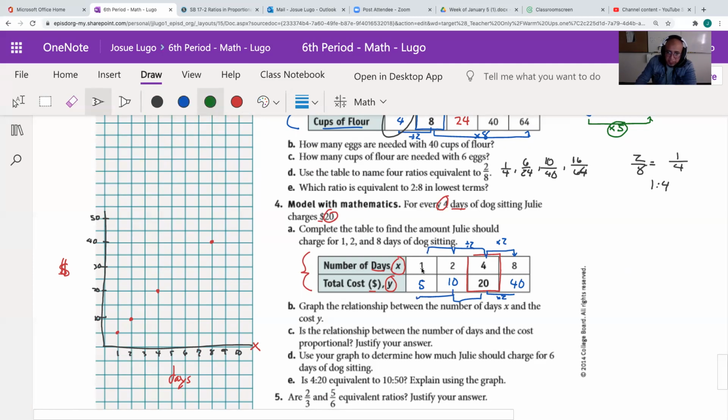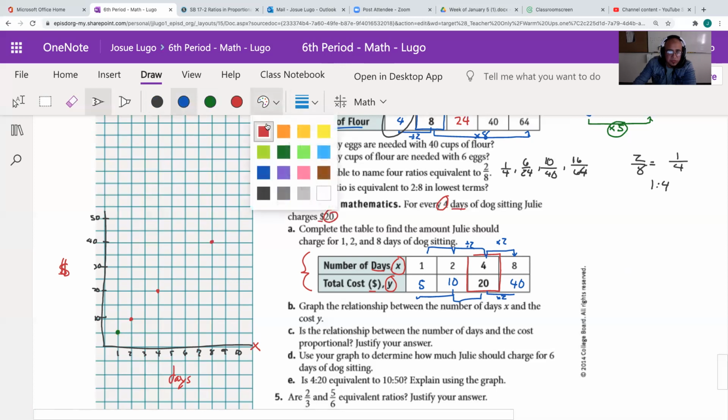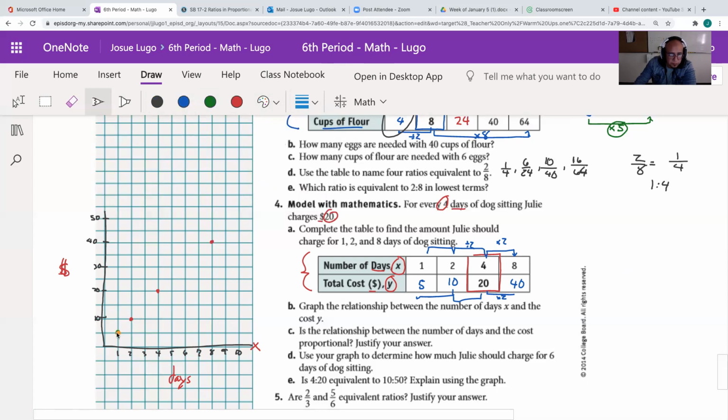For 1 day, that's an x of 1. The cost was 5, so I go up to 5. So right here, I'm going by 10, so it would go right here. Let me do it in a different color. Blue's fine. Let's do orange. Okay, for 2 days, she's charging 10. For 4 days, she's charging 20. And for 8 days, she's charging 40. So ladies and gentlemen, I have just graphed this, but what pattern do you notice?